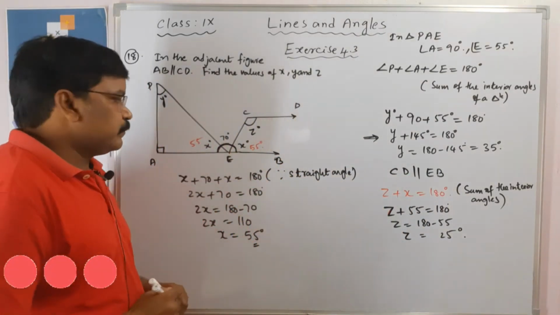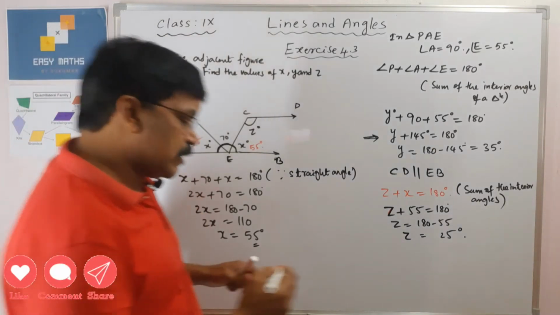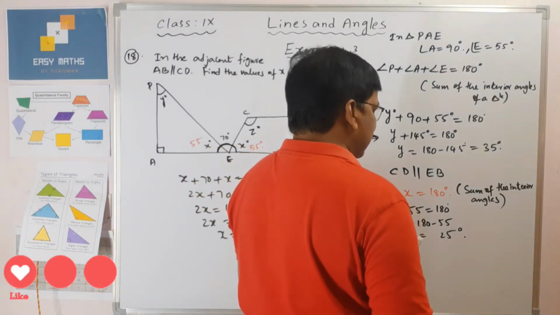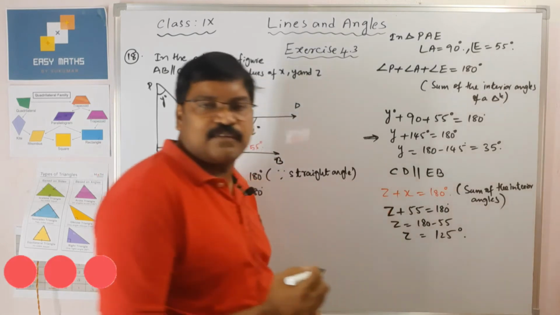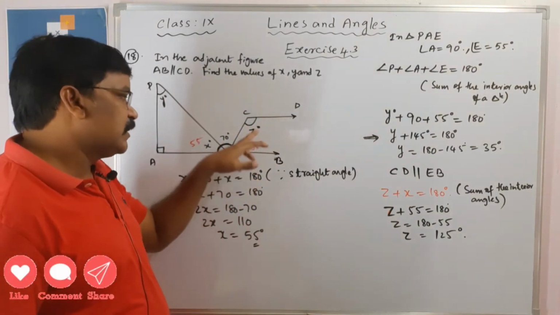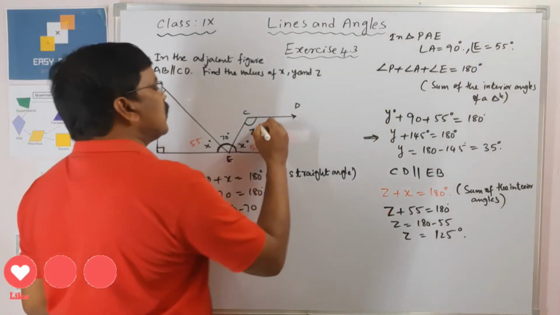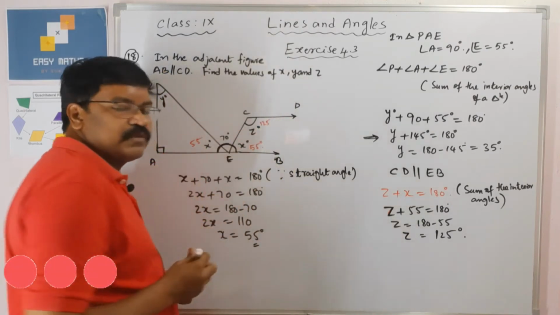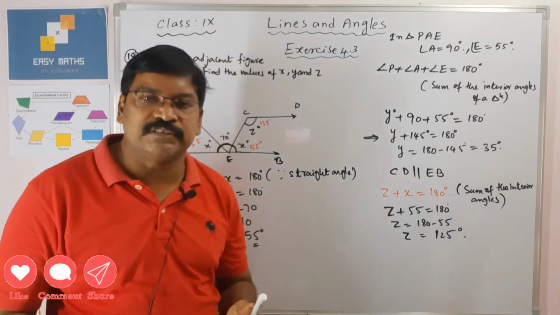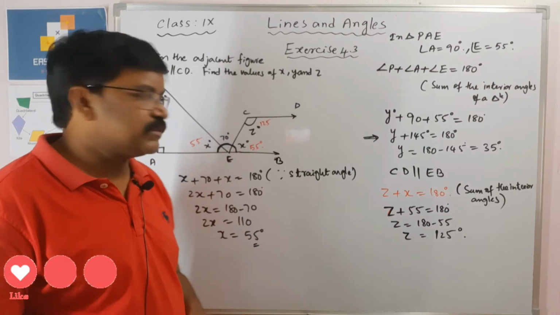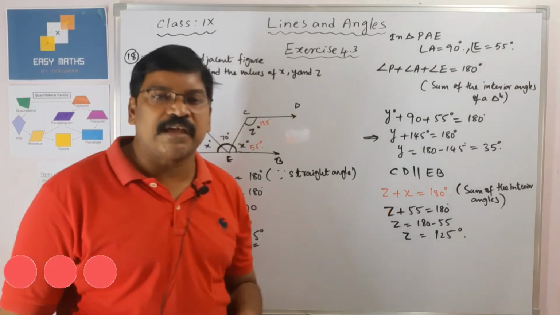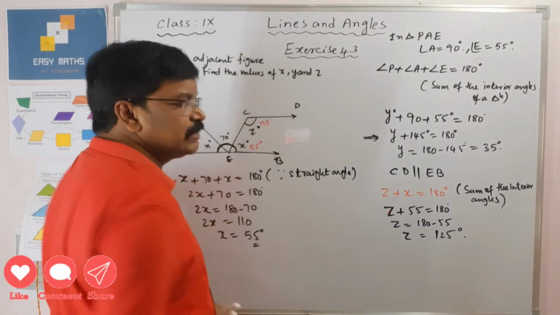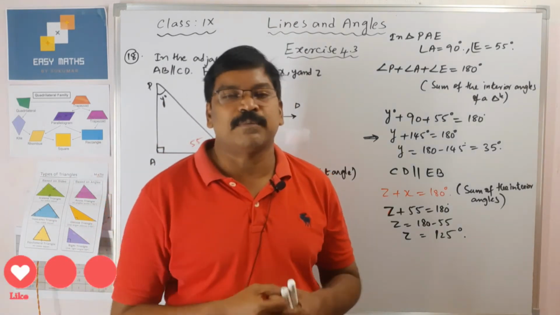Sorry, 125. This is 125 degrees. So Z is 125. Let us verify now. So here this is 125, this is 55. 125 plus 55 is what? 180 degrees. These two are the sum of the interior angles on the same side of the transversal. They are supplementary.